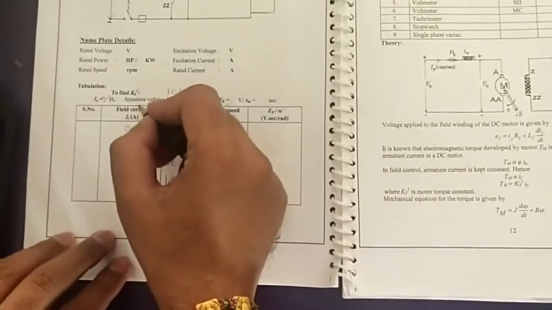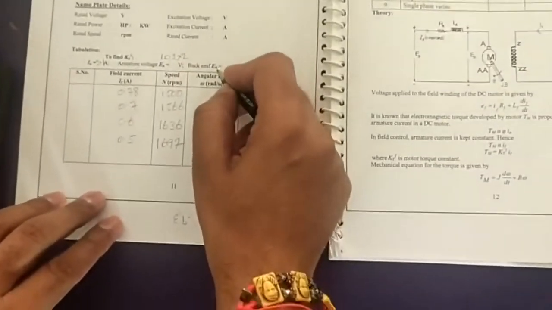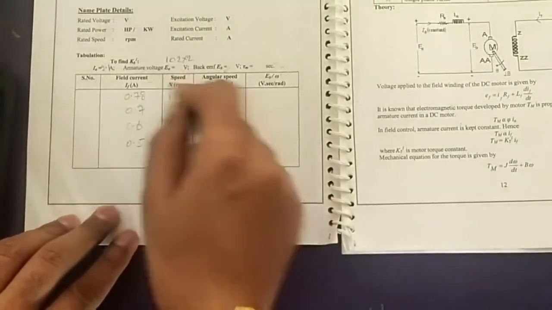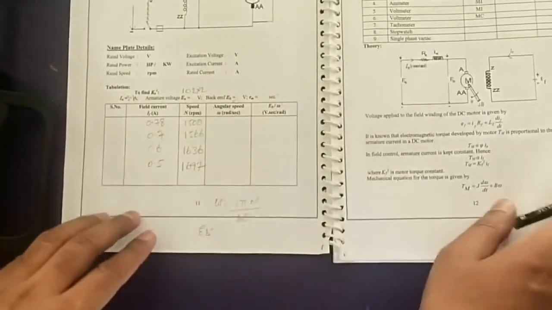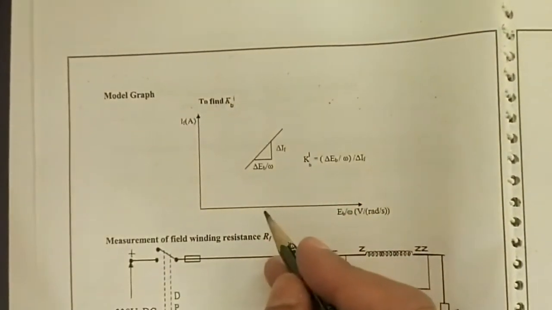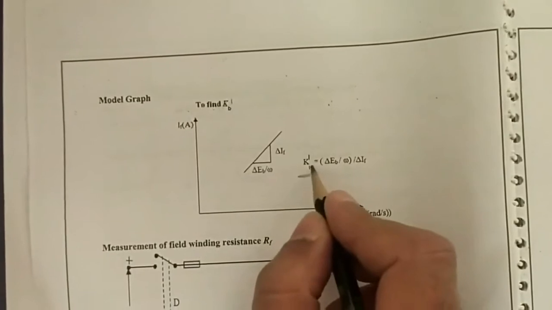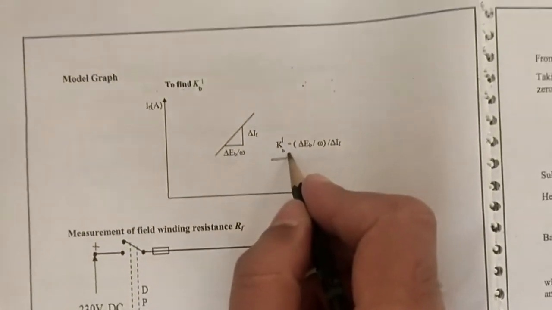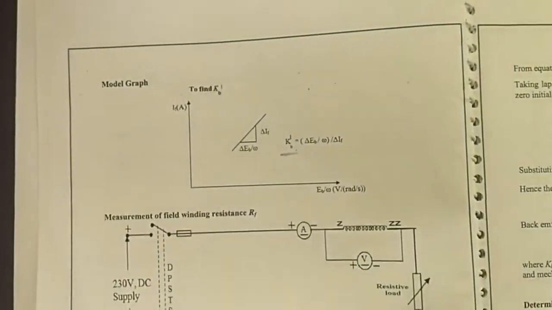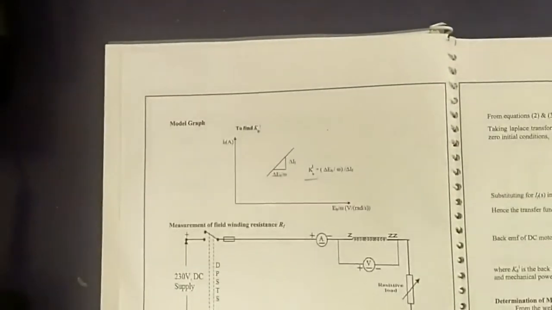Once we know the field current, angular speed and EB by omega, you can draw the graph between the field current and back EMF by omega. From the graph, you can find the back EMF constant, KB dash. Once we know the back EMF constant, the electrical part is over. Coming to the mechanical part, one more thing we need to find is the torque constant.